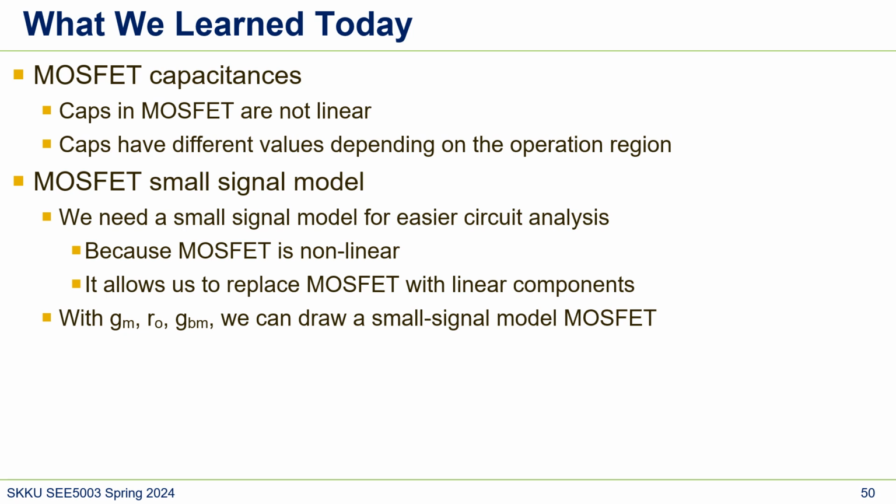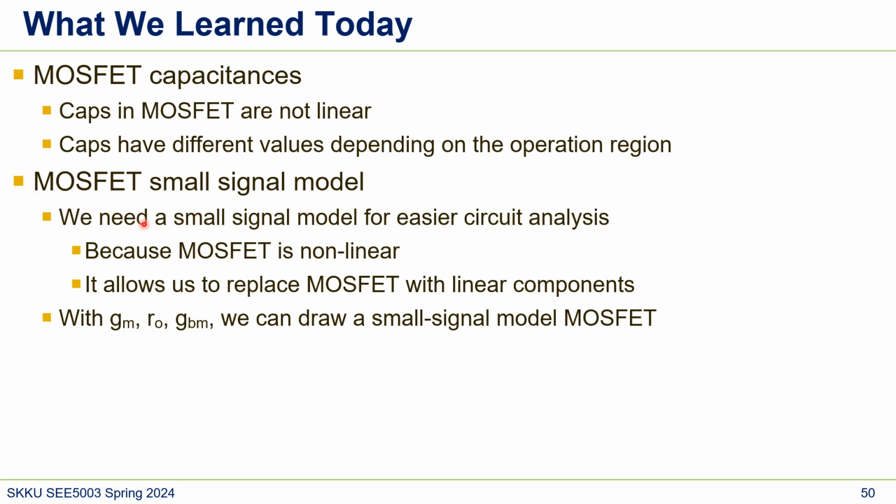This is the end of the lecture. What we learned today: we learned about MOSFET capacitances. Caps in MOSFET are not linear. This is important, so that's what makes circuit design tricky. And caps have different values depending on their operating region. And the next one, the MOSFET small signal model.